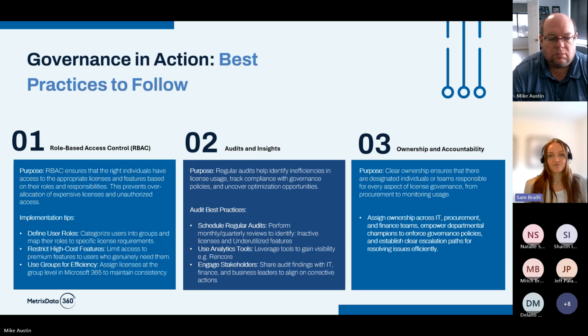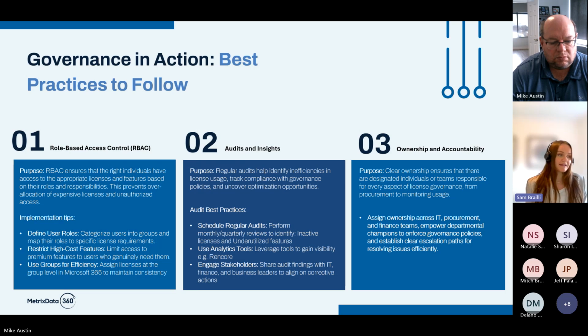So let's start with role-based access control. This practice ensures that individuals only have access to the licenses and features necessary for their job. RBAC helps us prevent overspending on premium licenses, for example, for someone that might have E5 when they should be on E3, and also reduces the risk of unauthorized access.